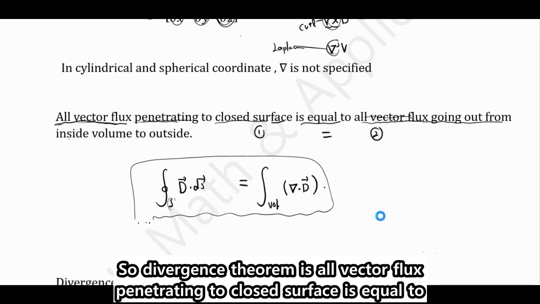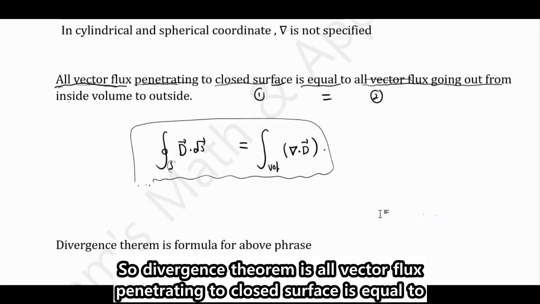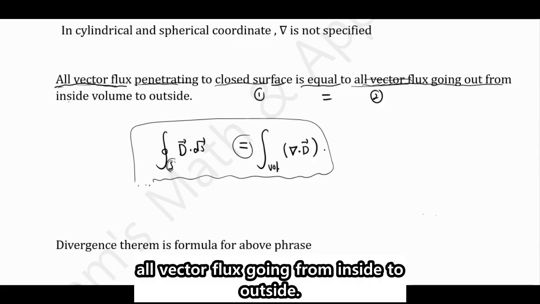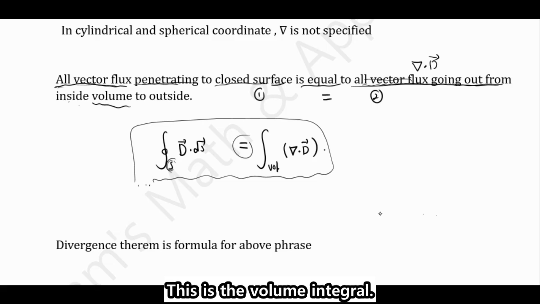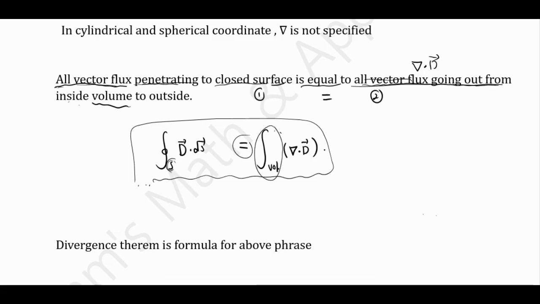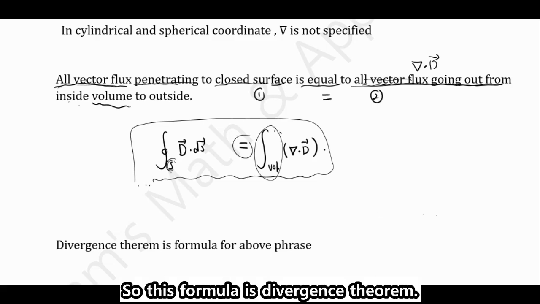So divergence theorem is: all vector flux penetrating the closed surface is equal to all vector flux going from inside to outside. This is expressed by divergence of D vector, and inside the volume, this is a volume integral. So this formula is divergence theorem.